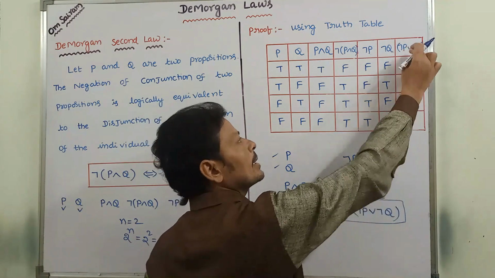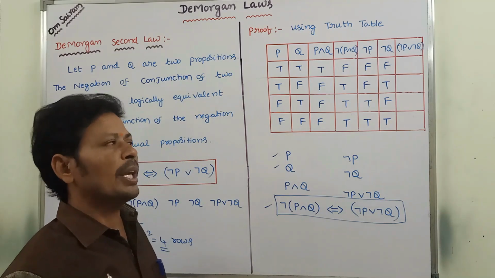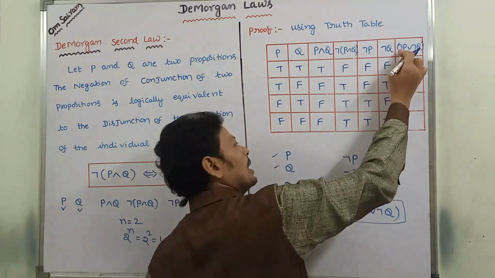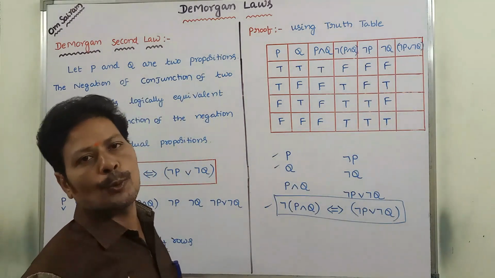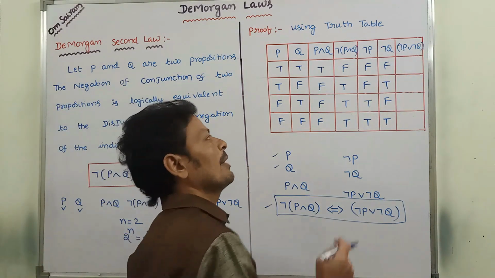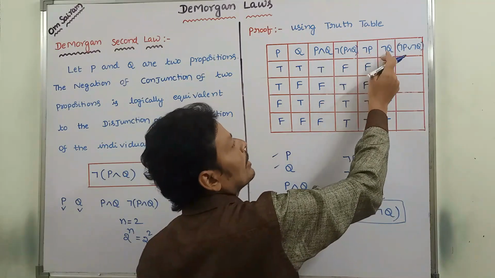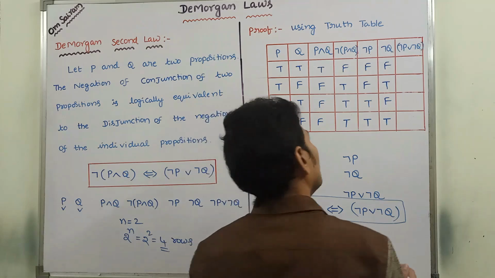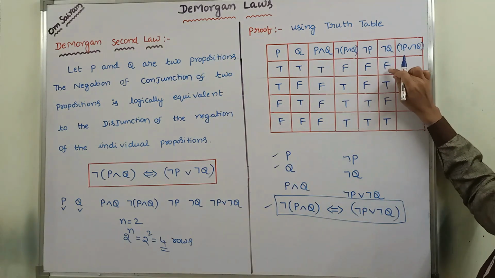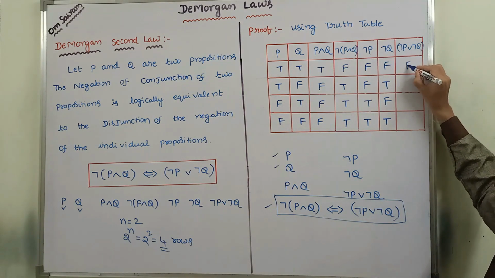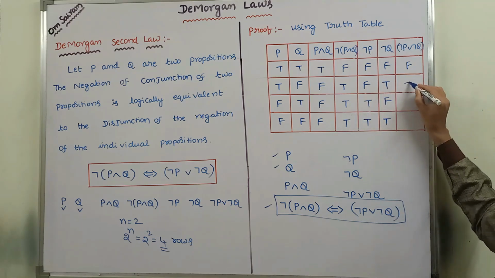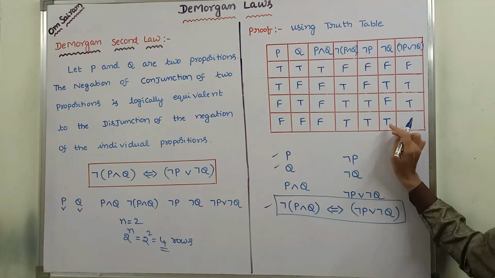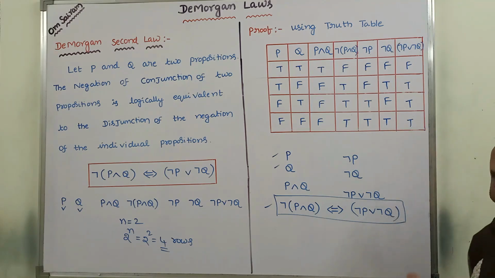Then, what is the truth value of negation P or negation Q? The truth value of negation P or negation Q can be obtained by performing the disjunction between the negation P and negation Q columns. So false or false is nothing but false. False or true is nothing but true. True or false is nothing but true. True or true is nothing but true.